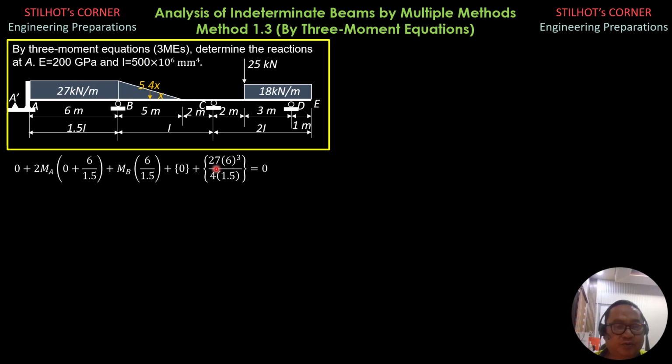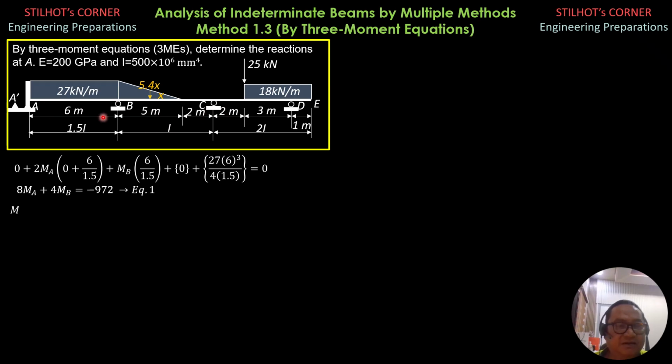So W 4I rather, W 27 times 6 cube over 4I, where I is 1.5, then equals 6EI quantity HA prime over L1 plus HB over L2. Since these are supports that do not move or settle, the right side will just be 0. Simplifying, this is equal to 8MA plus 4MB equals negative 972. Call that equation 1. We then apply the three-moment equation on spans ABC.